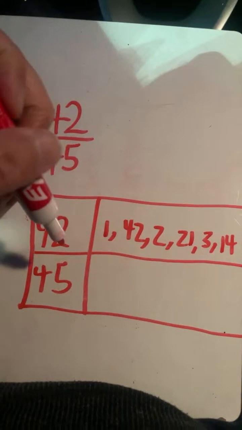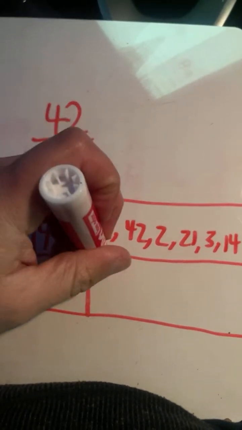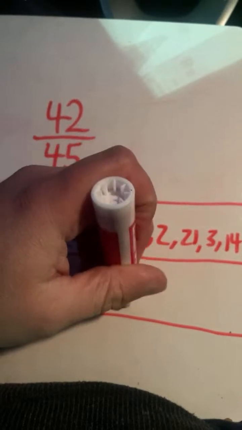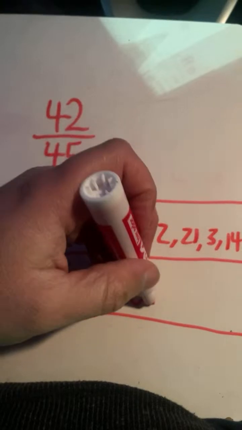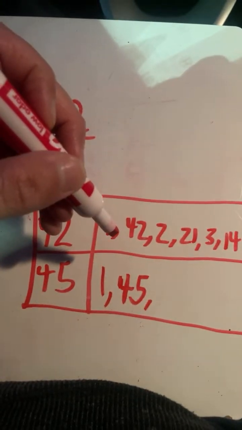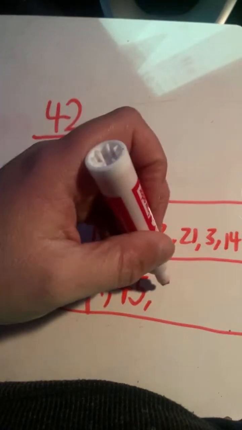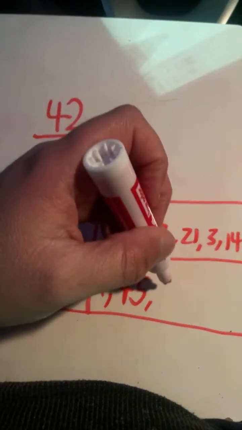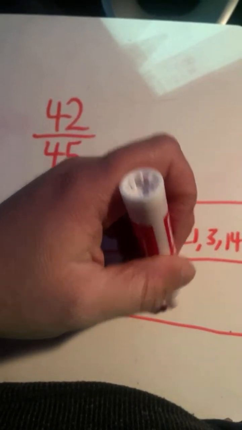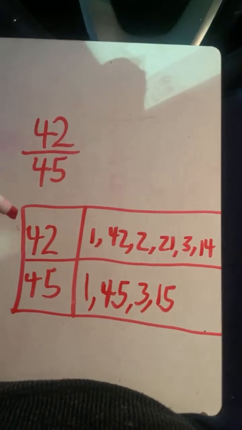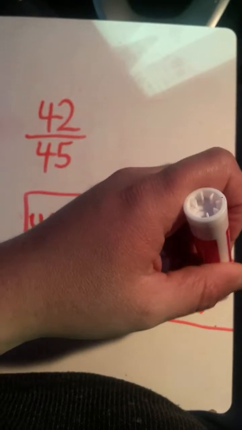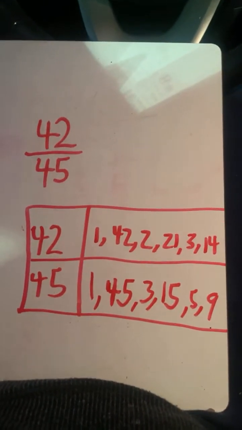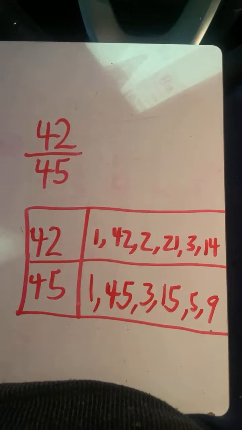Now the factors of 45. So we have 1 and 45. We have 3 and 15. We have 5 and we have 9, and we have to find the greatest common factor. That's what we have to divide by for lowest terms.